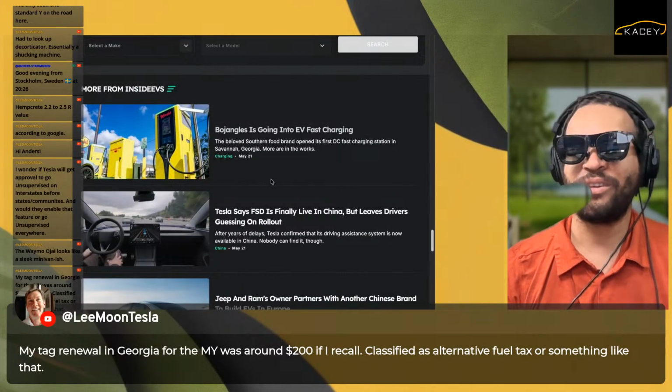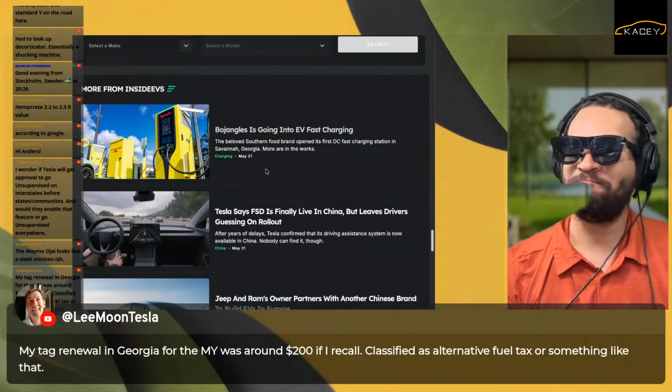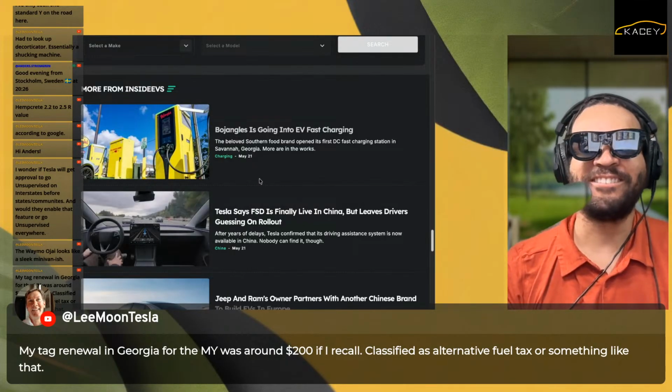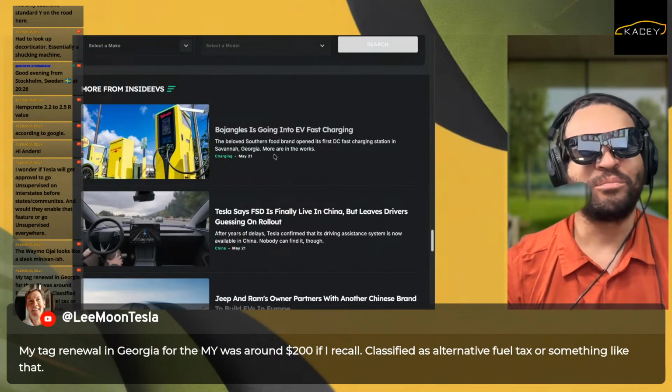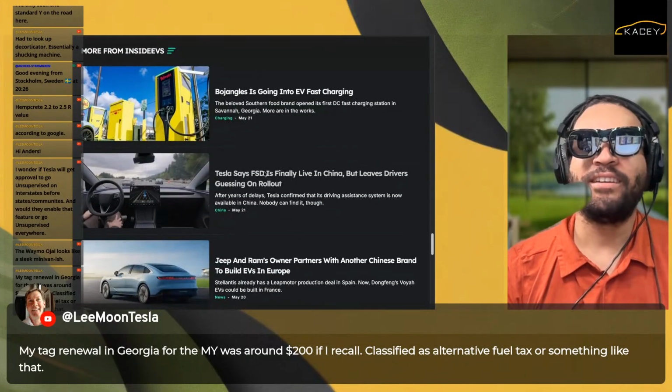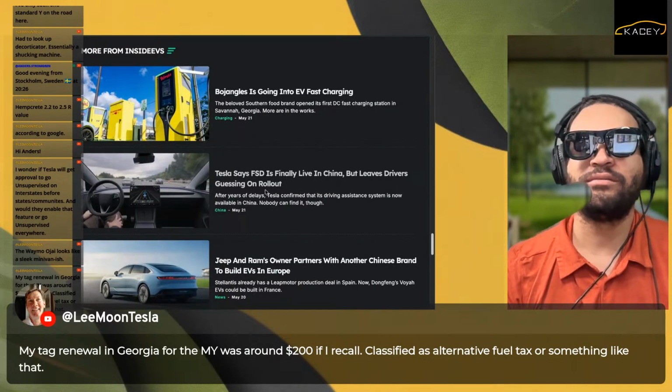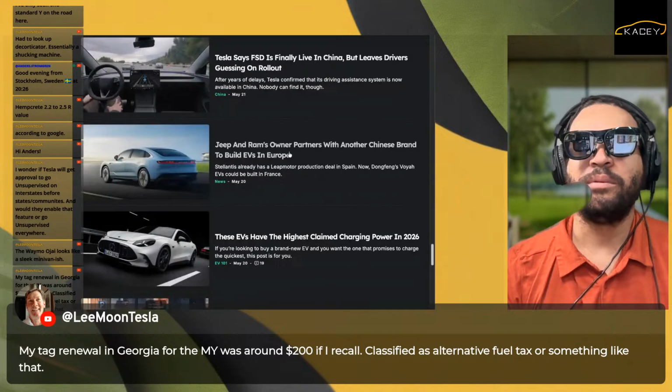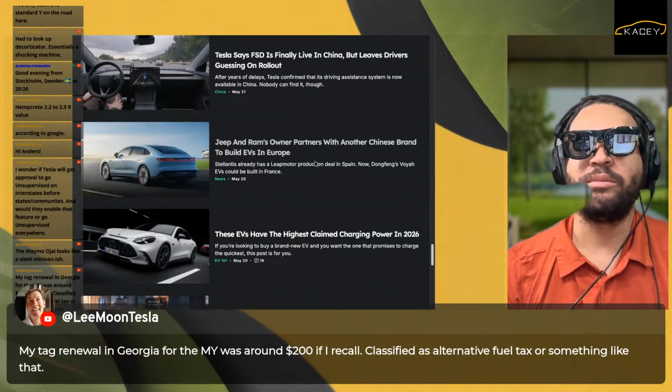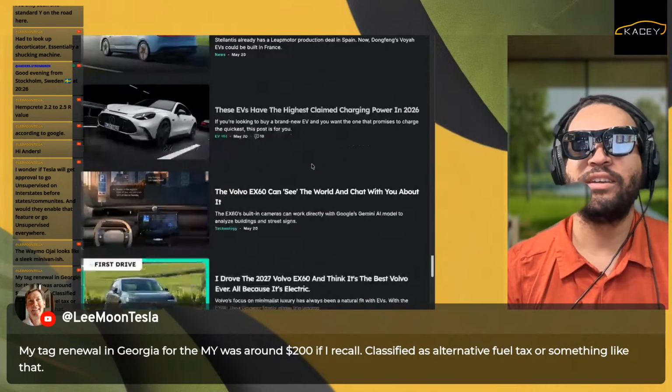Bojangles getting into EV fast charging. All right, that's interesting. Good on you. Tesla says FSD is finally live in China, but leaves drivers guessing on the rollout. Jeep and Ram's owner partners with another Chinese brand to build EVs in Europe.